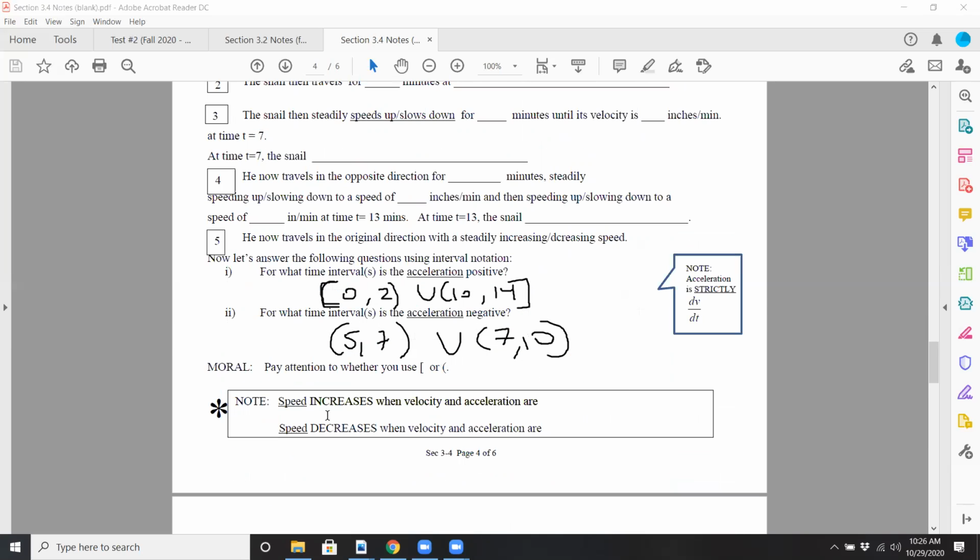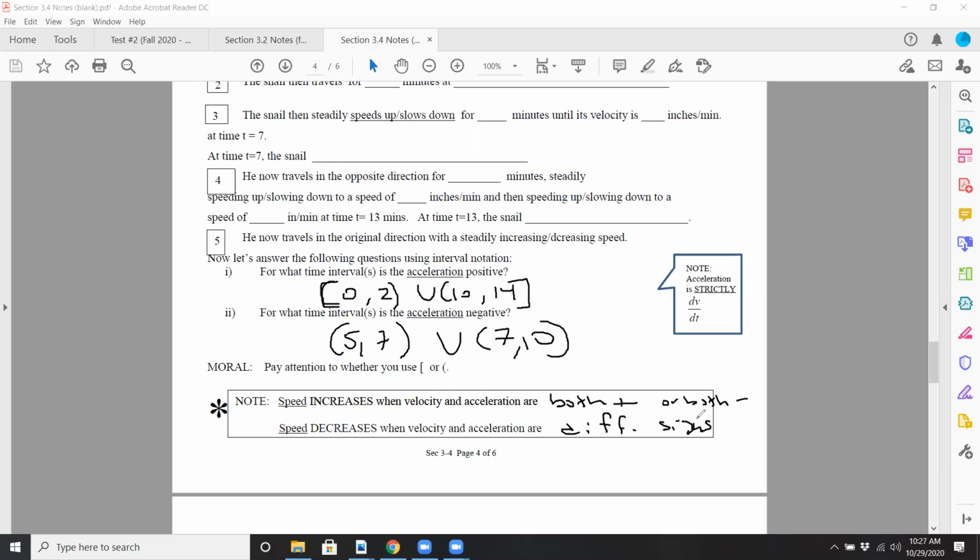So speed increases when velocity and acceleration are both positive or both negative. That's when you're speeding up. Speed decreases when velocity and acceleration are different signs. Like one's positive, one's negative, or vice versa. They're kind of counteracting each other, right? So, for example, your velocity is positive, you hit the brakes, but the car is working against your motion because it wants to stop, right? But if you turn the car around and speed up, that's still speeding, right?